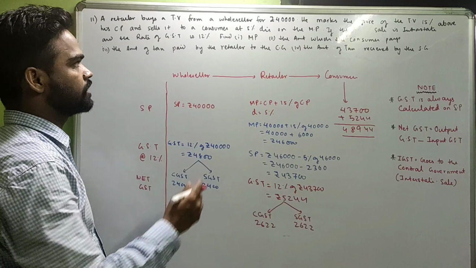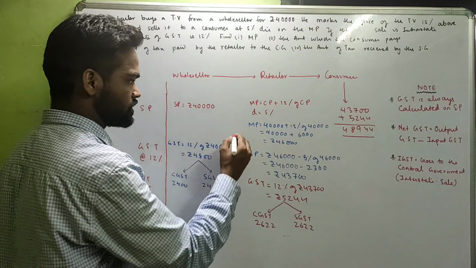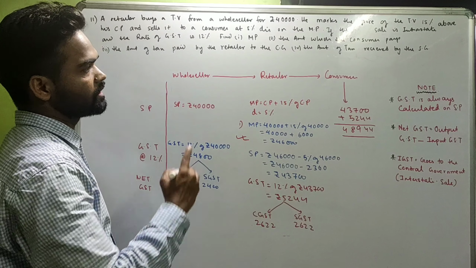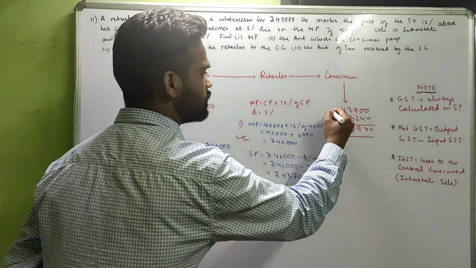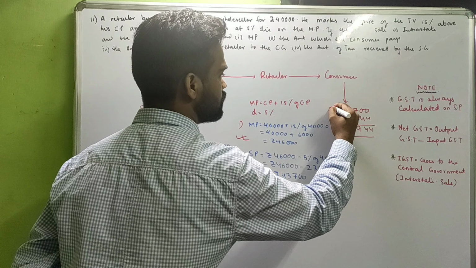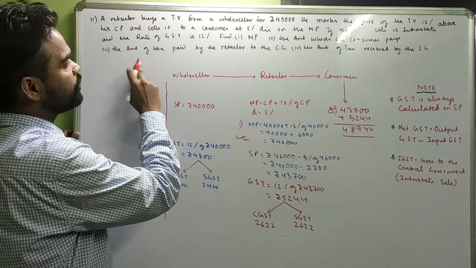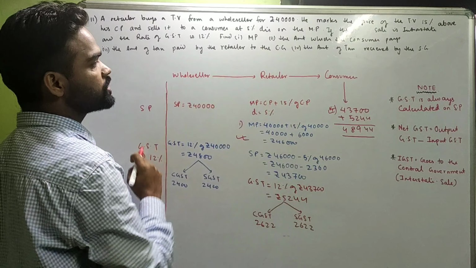Now look what they're asking. Find the mark price. Done. Which is 46,000. The amount which the consumer pays. Done over here, isn't it? 48944. The amount of tax paid by the retailer to the central government.